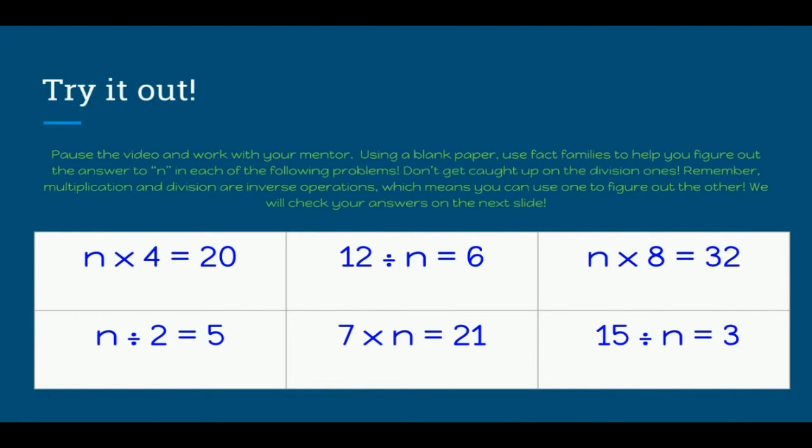So let's try it out. Pause the video and work with your mentor. Using a blank paper, use fact families to help you figure out the answer to n in each of the following problems. Don't get caught up on the division ones. Remember, multiplication and division are inverse operations, which means you can use one to figure out the other. We will check your answers on the next slide. Good luck!